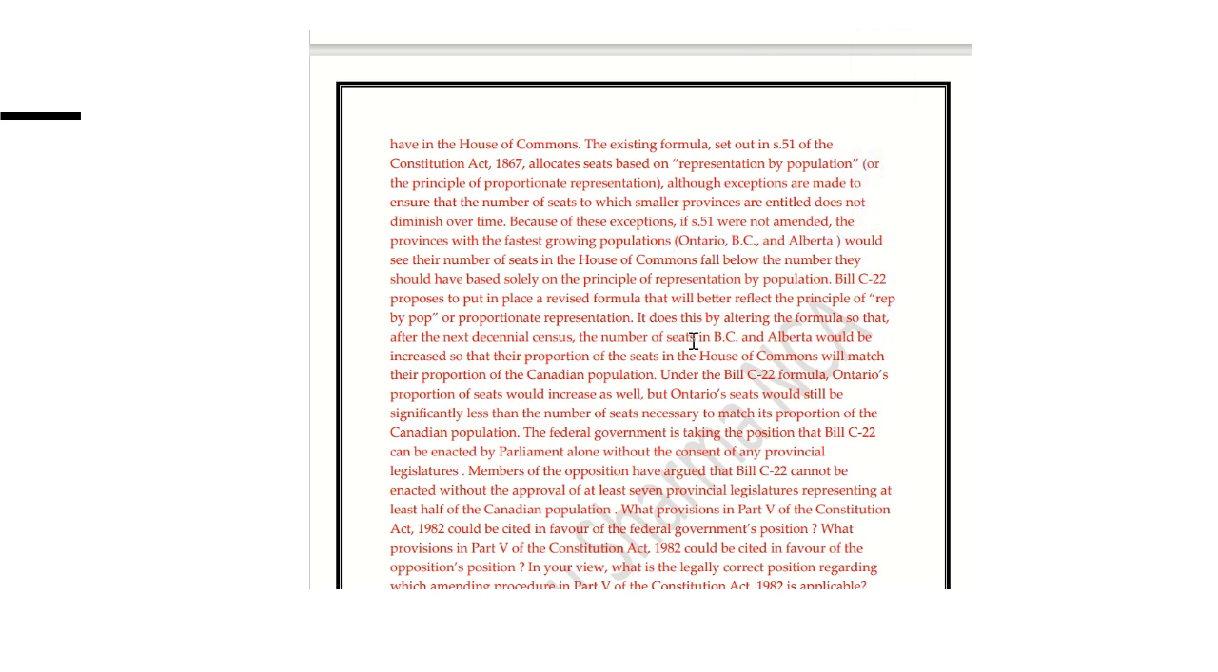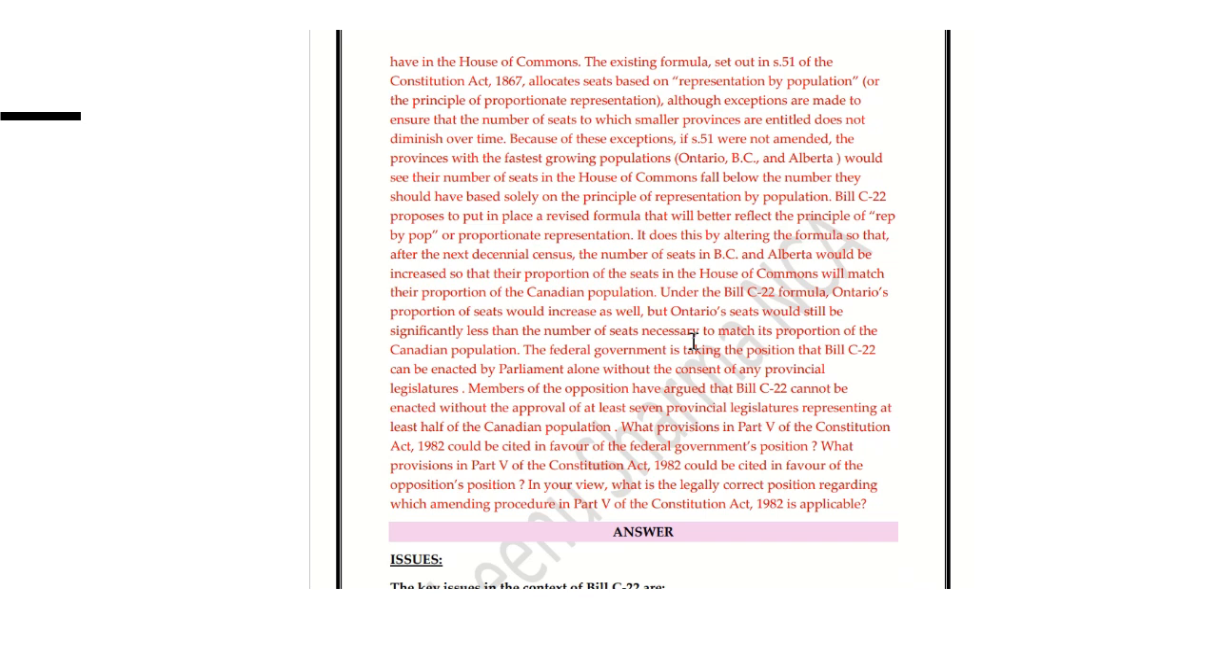I think the first thing should be clear in your mind. Then this bill proposes to put in place a revised formula that will better reflect the principle of representation by population. It does this by altering the formula so that after the next decennial census the number of seats for BC and Alberta would be increased, so that their proportion of seats in the House of Commons will match their proportion of the Canadian population.